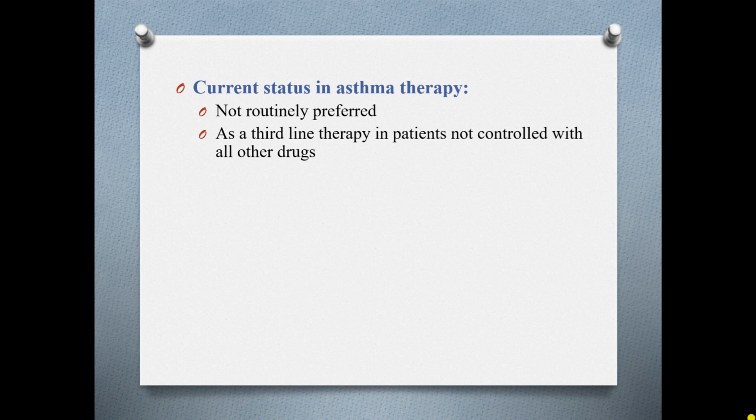Current therapeutic status of xanthine in asthma therapy: it is not at all used currently. It is only reserved as a third line therapy in the patients who are not controlled with other drugs. Why is it not commonly used? Because of its side effects.